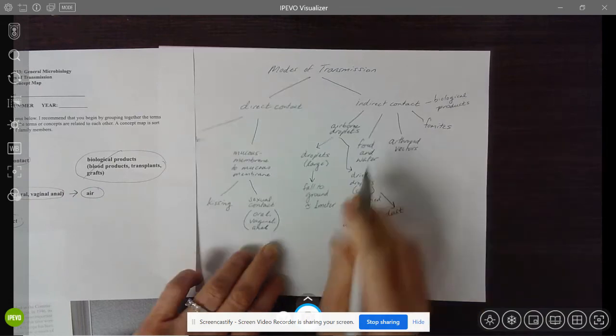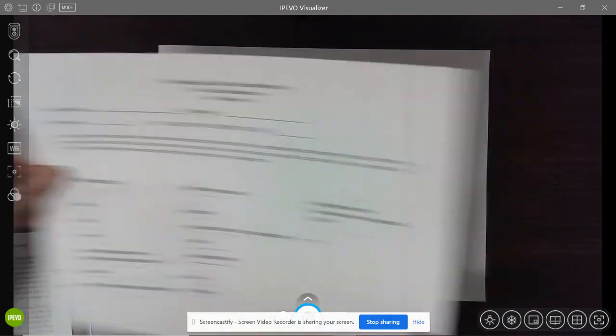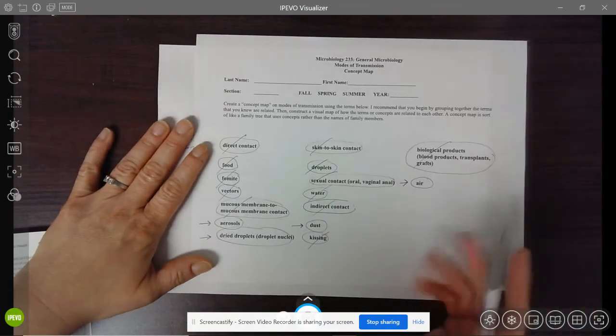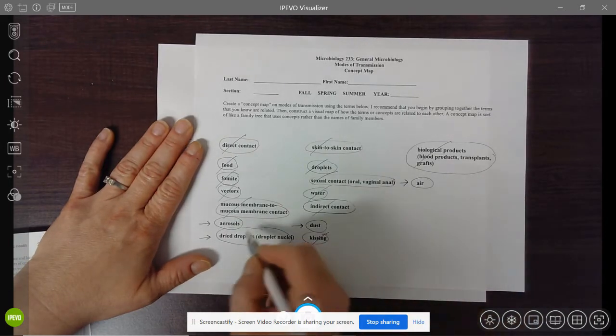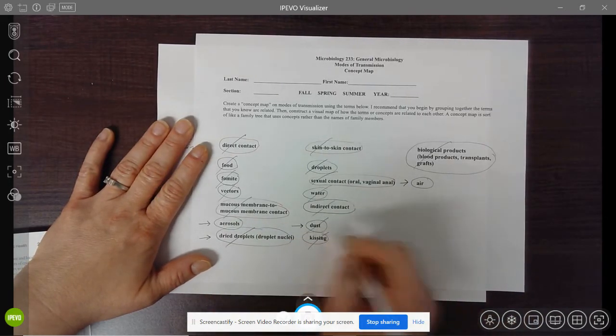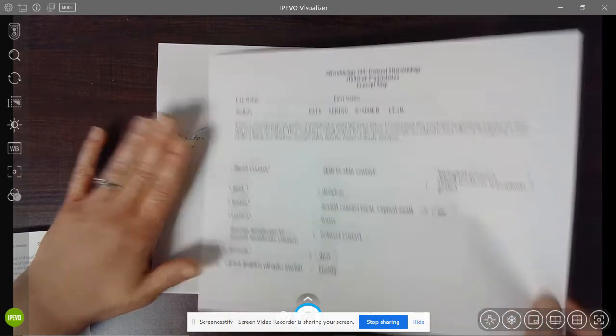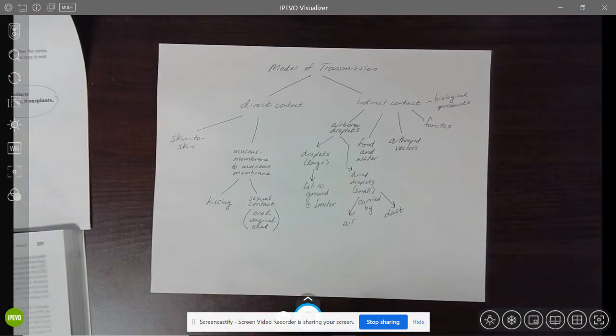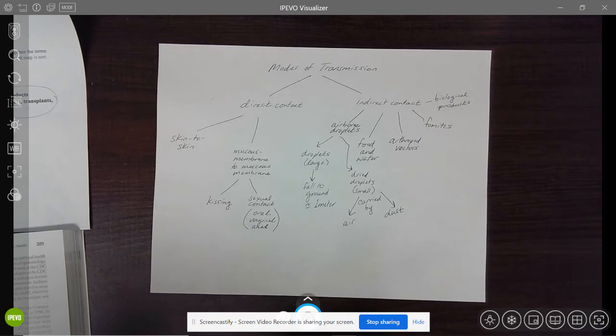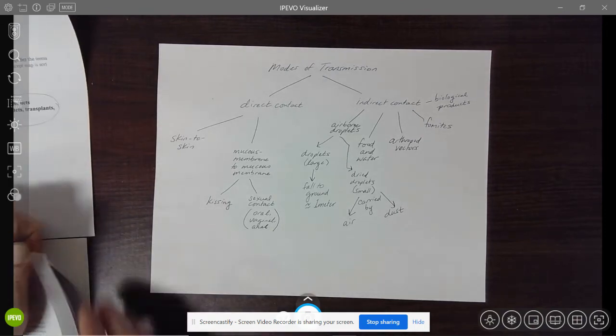So let's see what else we have left here as far as the concepts go. Okay, so we did dried droplets, we did dust, we did air. So the only thing that's left are aerosols. This one is tricky, quite frankly. In your book, I don't know if it specifies aerosols. Can't remember, honestly. Let's look.